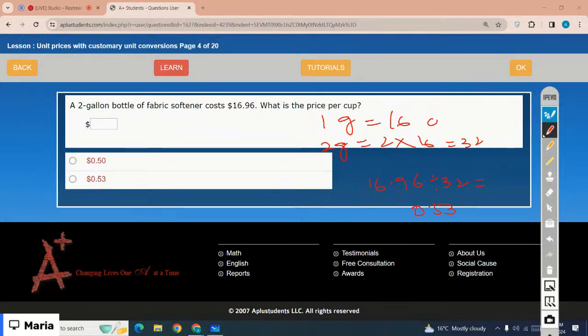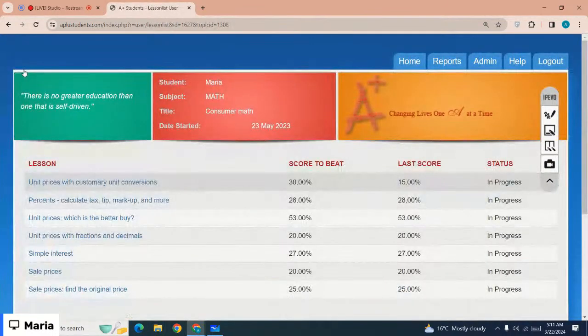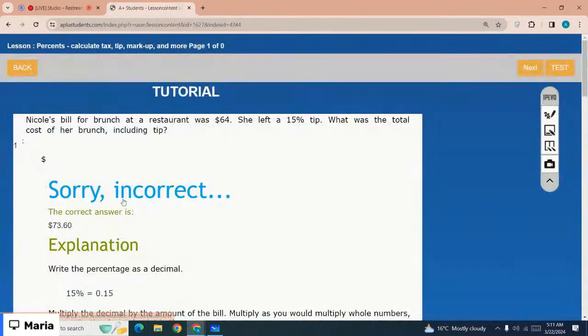Got it? Okay, you can complete the lesson by yourself later today. Let me just move on to the next lesson. The next one is percents: calculate tax, tip, markup, and more. Okay, let's start with the first example.